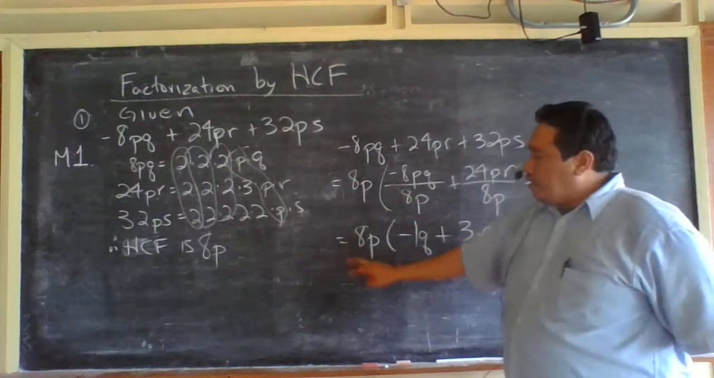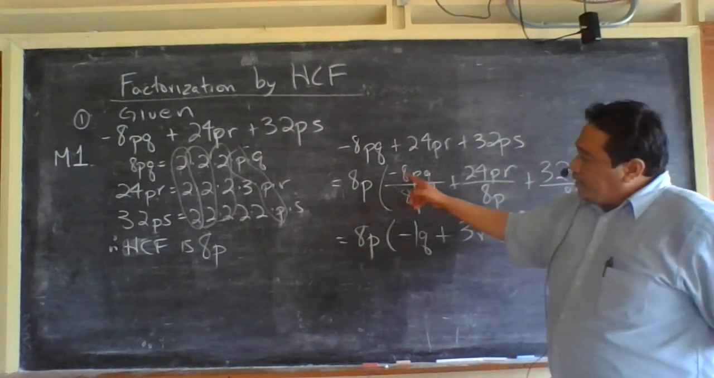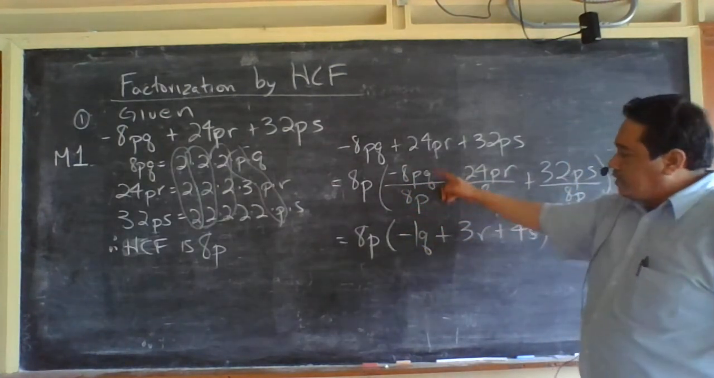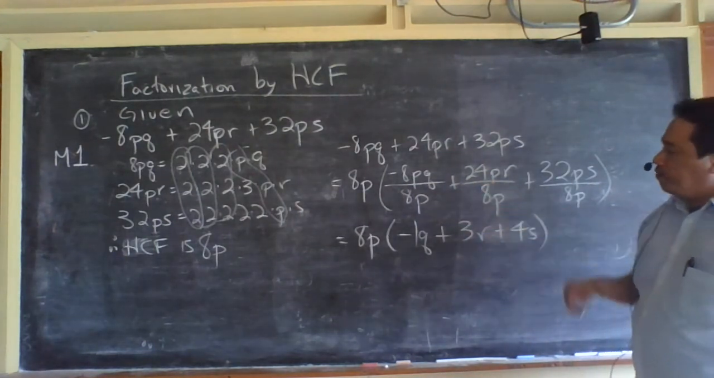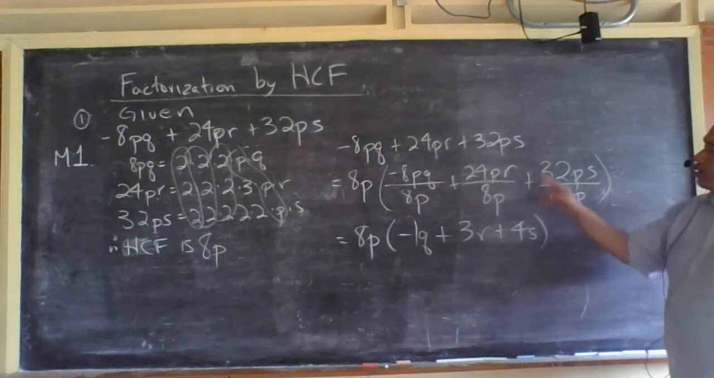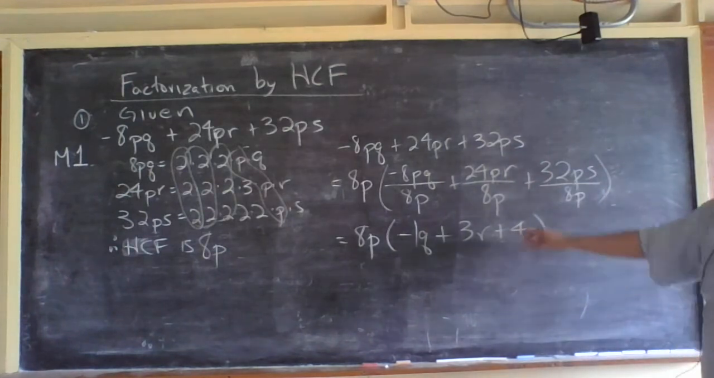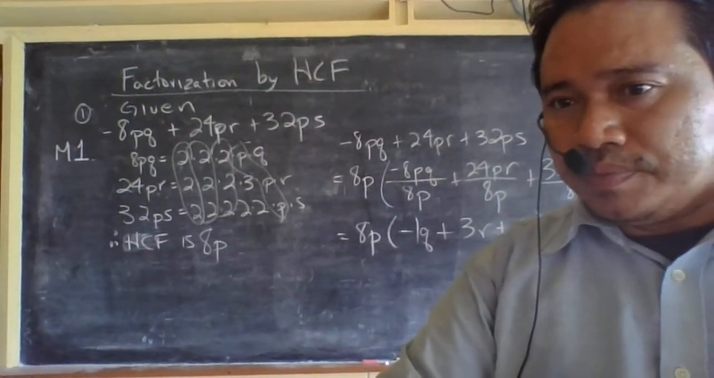Equals 8P, open bracket, negative 8 divided by 8 is obviously negative 1. The P's cancel, leaving me with Q. Bring down the plus sign, 24 divided by 8 is 3. The P's cancel, leaving me the R, plus 32 divided by 8 is 4. Cancel the P, leaves the S, close the bracket. Right?